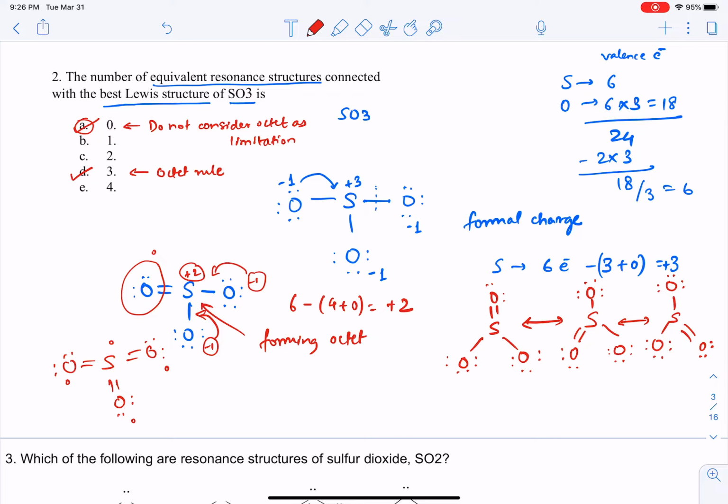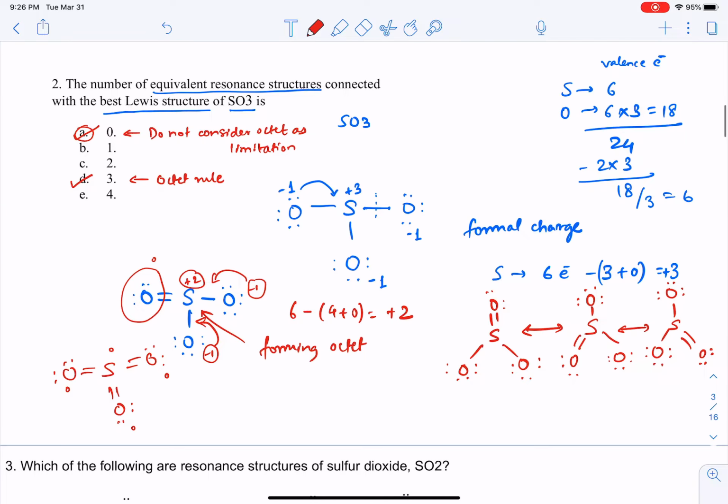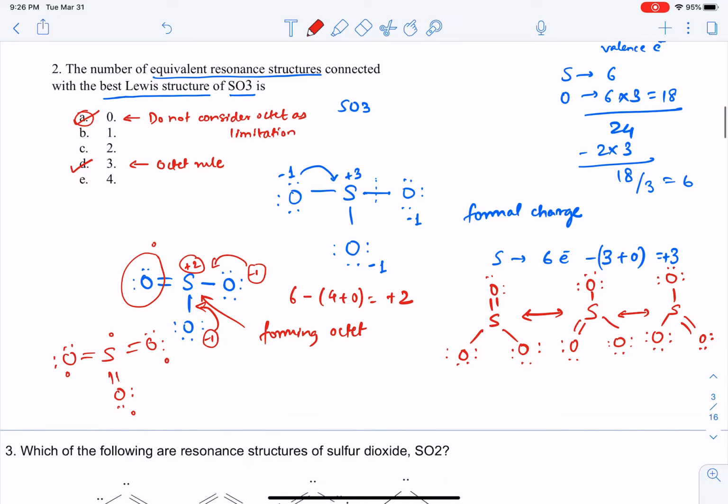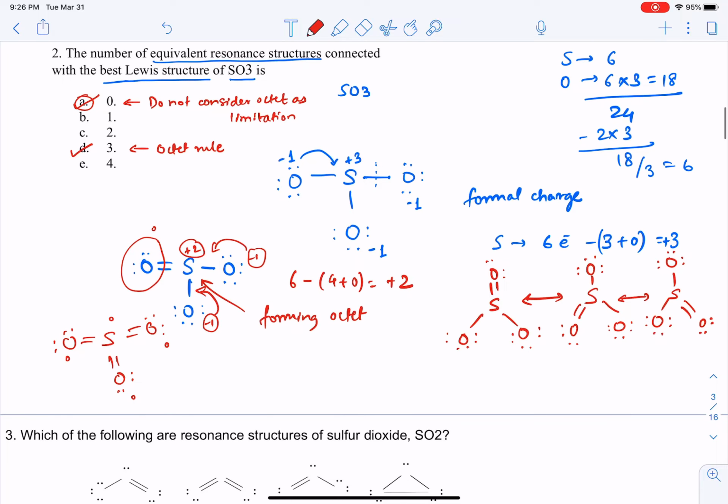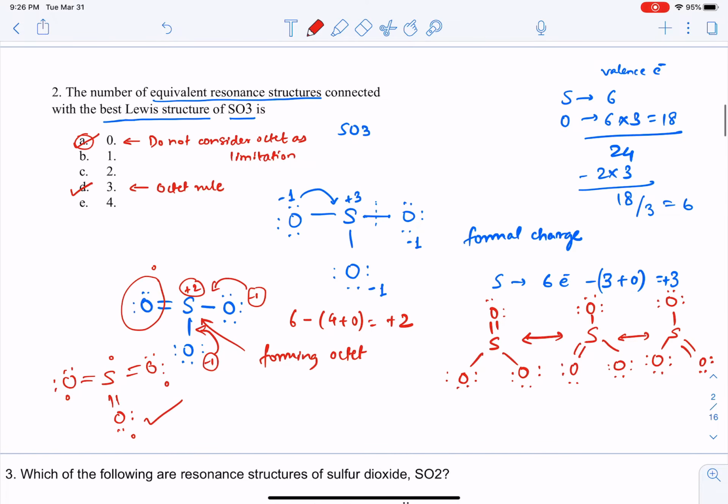So we'll again read the question and understand whether we are getting it right or wrong. The number of equivalent resonance structures connected with the best Lewis structure of SO3. So the best Lewis structure definitely would be something like this. If you consider just the octet rule, then you might write 3 as the answer, but 0 is the answer for this. So moving on to the next question.